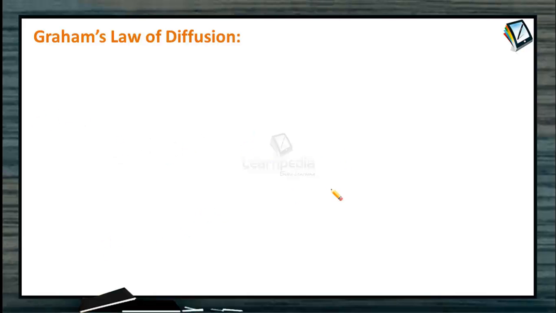So before understanding the law, let me first remind you about the definition of diffusion. Did you ever hear the term diffusion? Yes? What is it? Let me give you an example to get you to the definition of diffusion. Suppose one of your family members is spraying perfume on his clothes and you are feeling the smell of that perfume even though you are at the other end of the room.